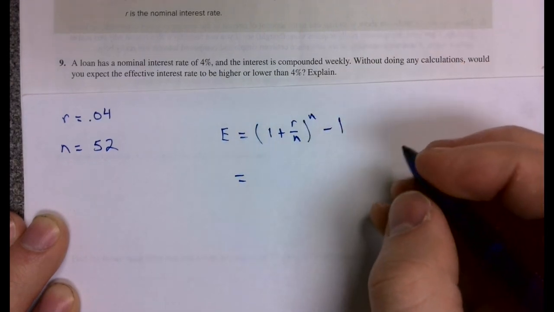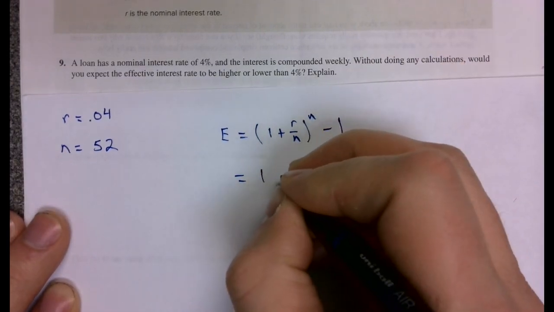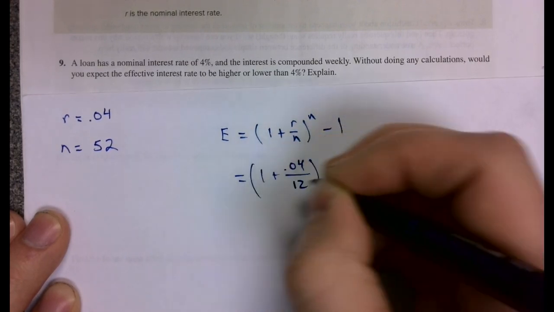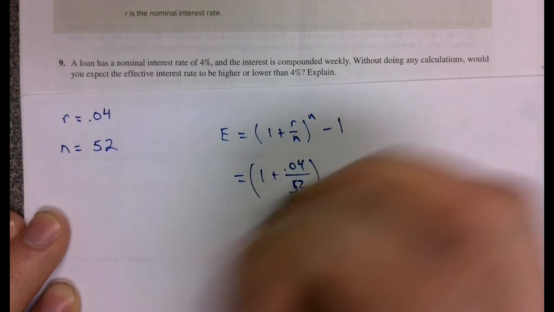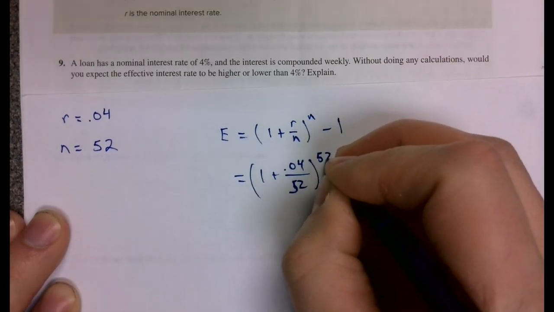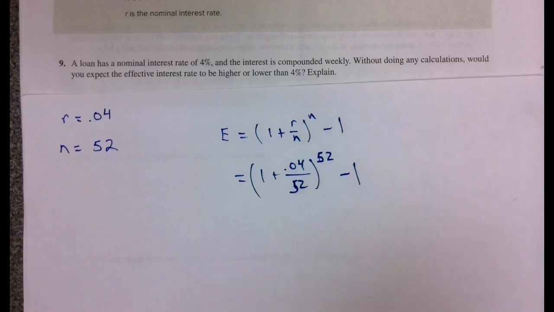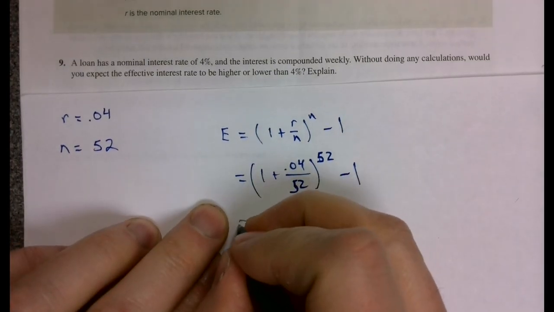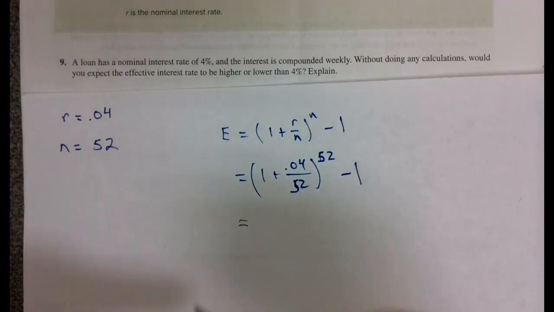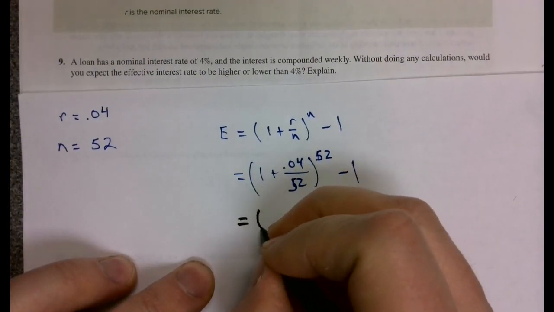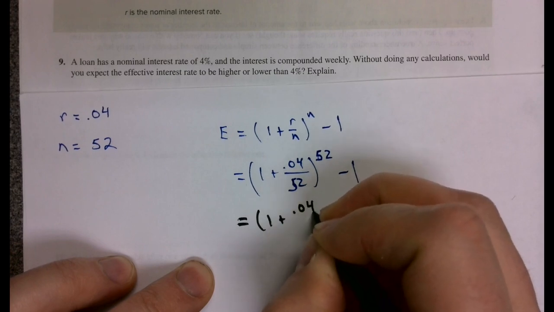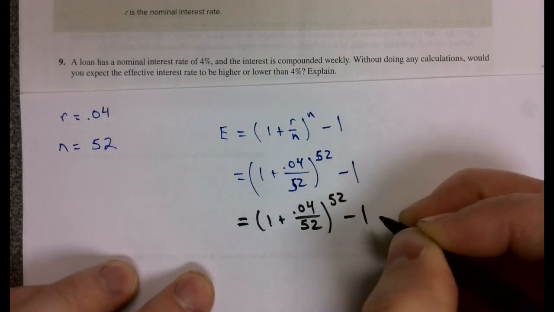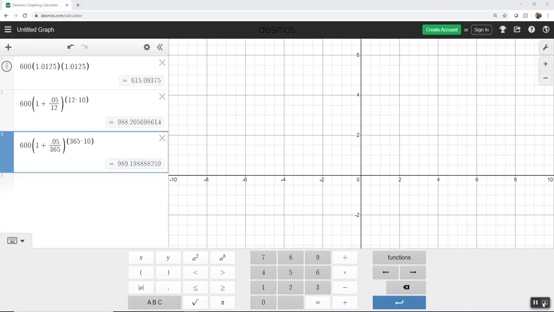So let's just replace those things, and then we'll dash over to Desmos and calculate it. Oh, fail. This should be a 52, not a 12. We should be putting a 52 here, and then a minus 1. Can you all read that? I switched pens, and that's a wreck. Let me rewrite that. All right, so this is 1 plus 0.04 divided by 52, raised to the 52 power, minus 1. That's what we're going to smash into Desmos here.